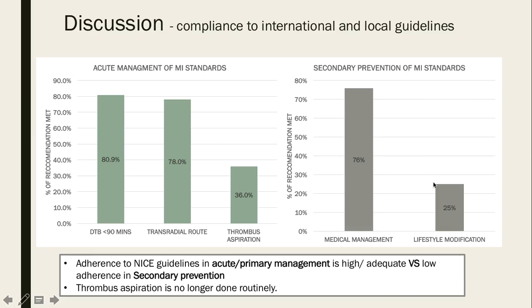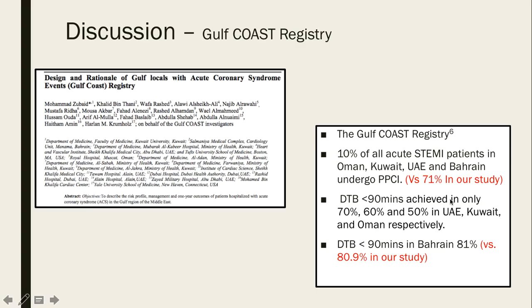So coming to the discussion, I think it's very relevant to talk about the compliance to international and local guidelines in general in our study. With regards to acute management, there is pretty much high and adequate compliance to guidelines. However, in secondary prevention, only medical treatment was satisfactory in compliance with guidelines, and lifestyle modification was not compliant, and we had a very low percentage that we need to address.